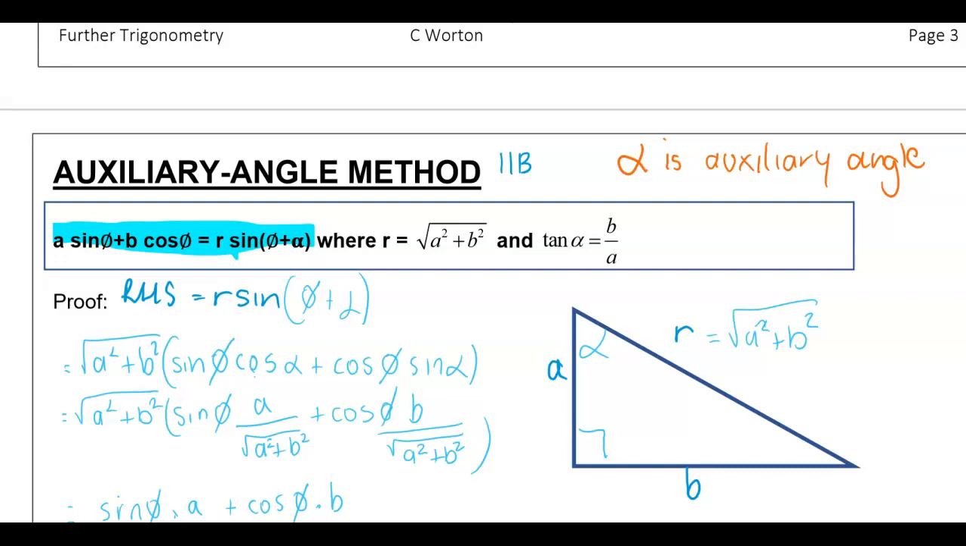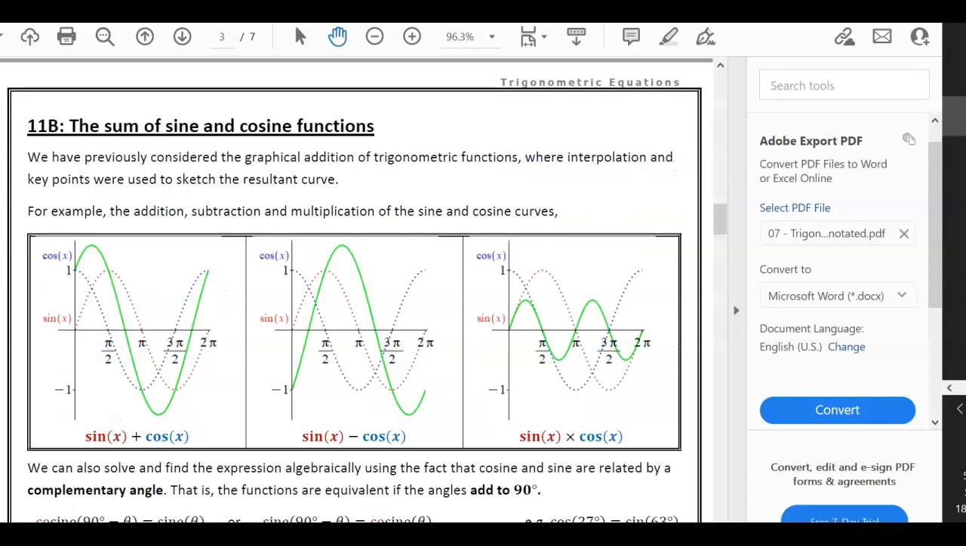Okay, hi Year 12. So this video is looking at the auxiliary angle method with our trig functions, and it's relating back to 11B in Cambridge. So before we actually go into any details, let's look at what it means to have an auxiliary angle. The auxiliary angle is looking at basically the sum of the sine and the cosine functions. Graphically, we've looked at adding and subtracting and multiplying the sine and the cos curves in Year 11 in Extension 1.